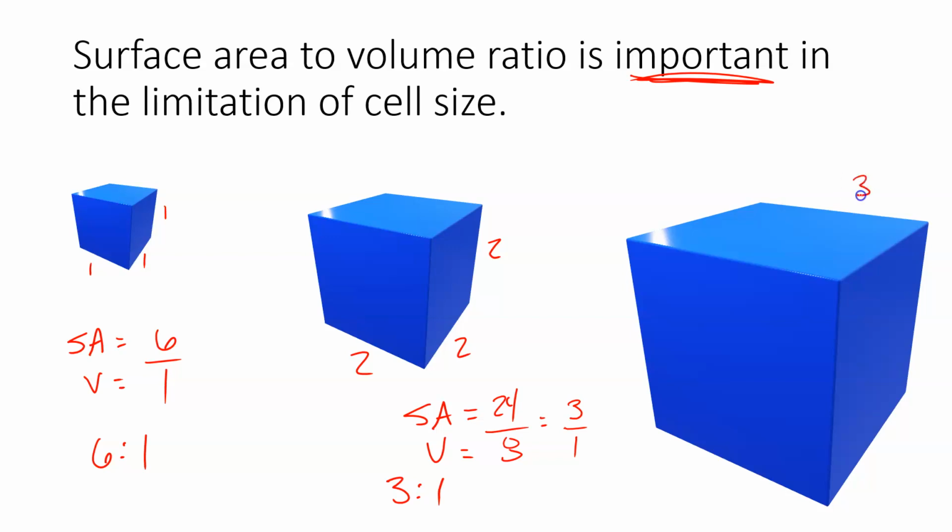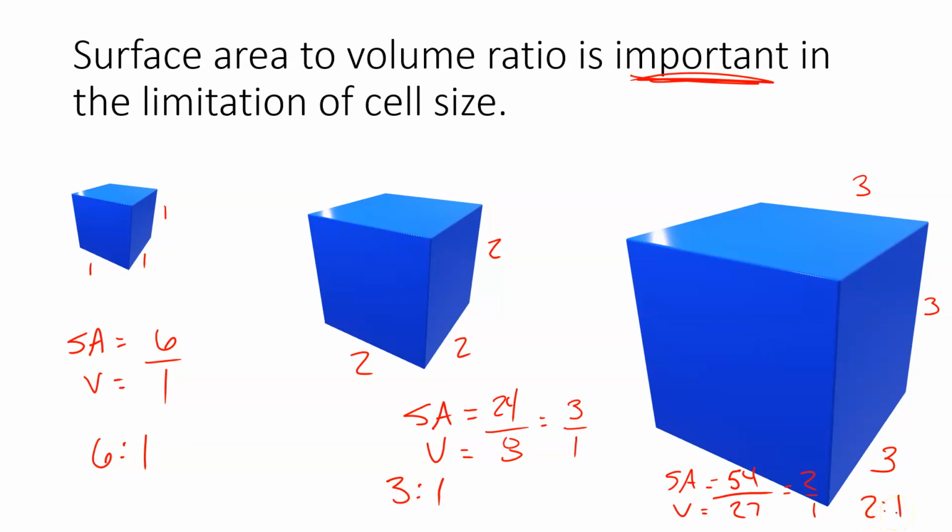And then if you were to compare this, 3 times 3 times 3, it would be surface area 3 times 3 is 9, times 6 is 54. And so if we go 54 over the volume, which is 3 times 3 times 3, 27, and we simplify that, that is a 2 to 1 ratio. So what did you notice? We go from the smallest cube being 6 to 1 ratio, doubling it, dropping it to a 3 to 1 ratio, getting bigger, goes down to a 2 to 1 ratio.